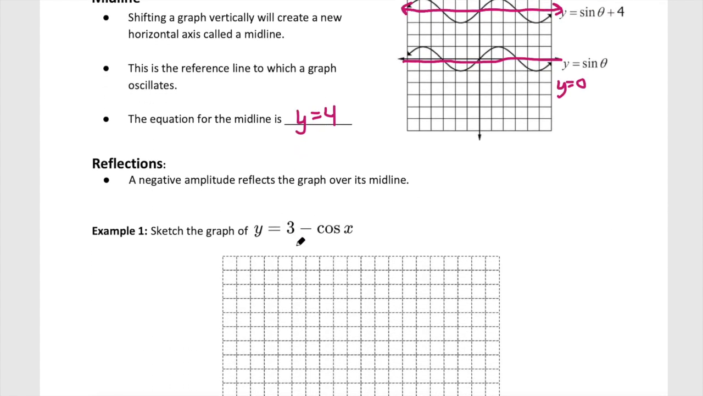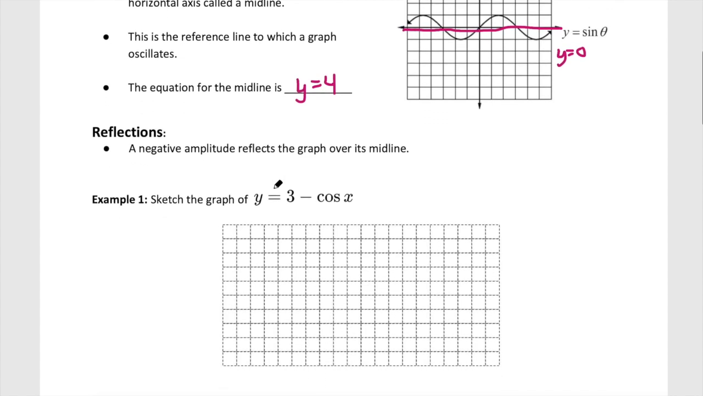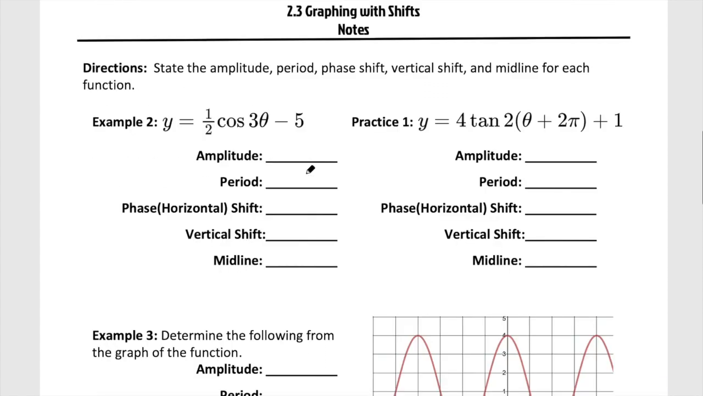Another thing that can happen, and our last kind of transformation to talk about, is a reflection. A reflection happens when we have a negative amplitude, and it will reflect the graph over its midline.